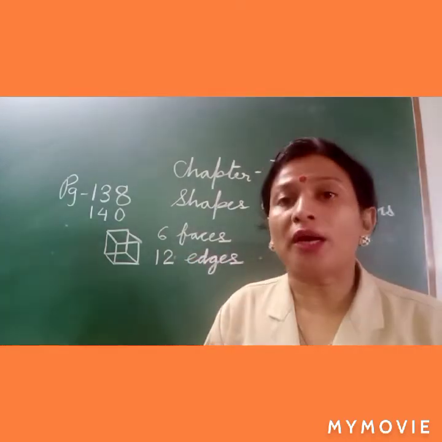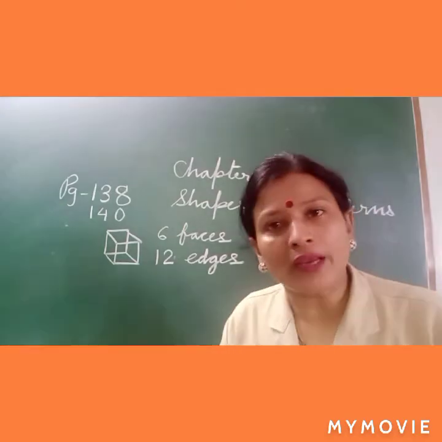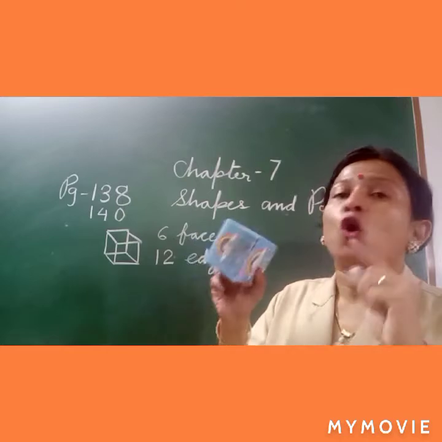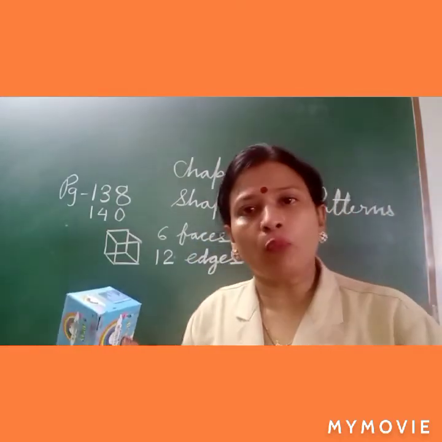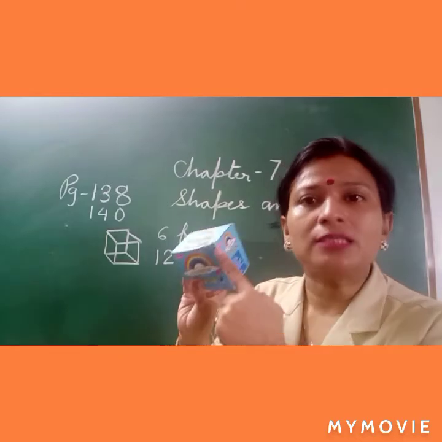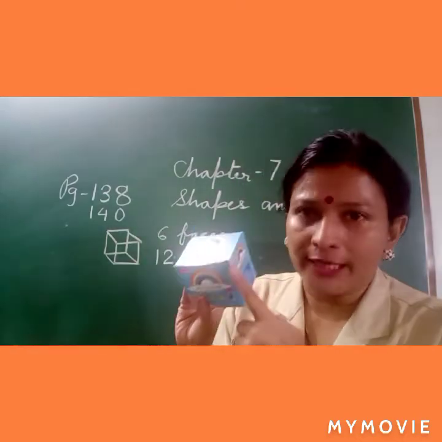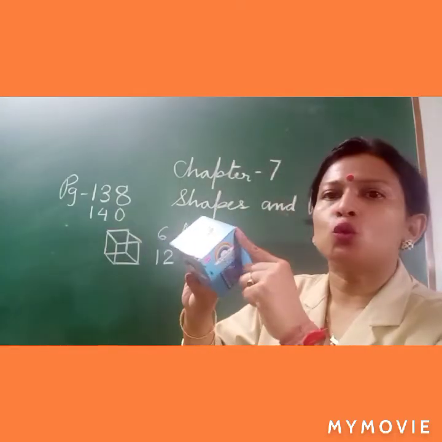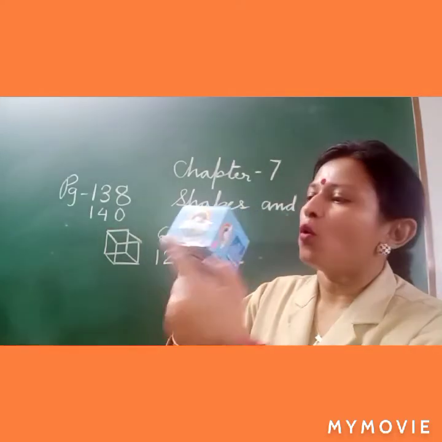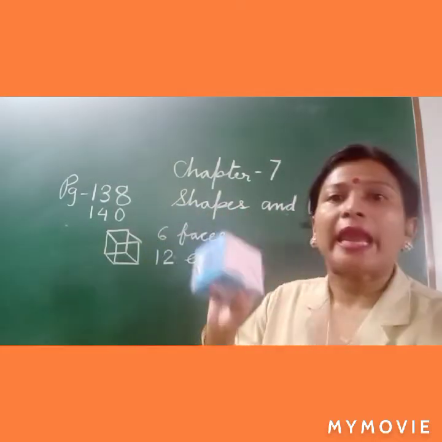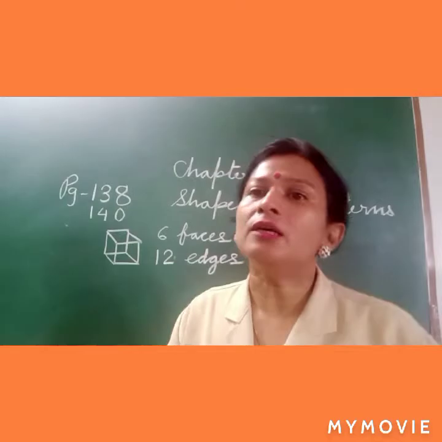Now vertex. Vertex is singular in form and vertices is plural in form. Corner. In local words we can say corner. Where two lines meet, that is a corner or vertex, or when we are using the plural form, it is vertices. 1, 2, 3, 4, 5, 6, 7, 8. 8 vertices are there in a cube.